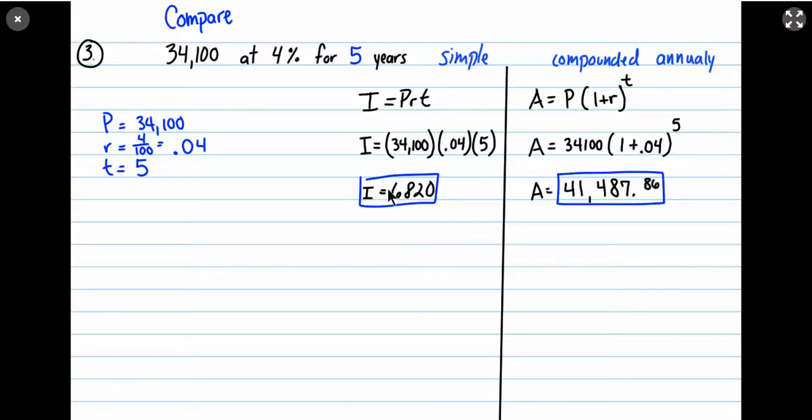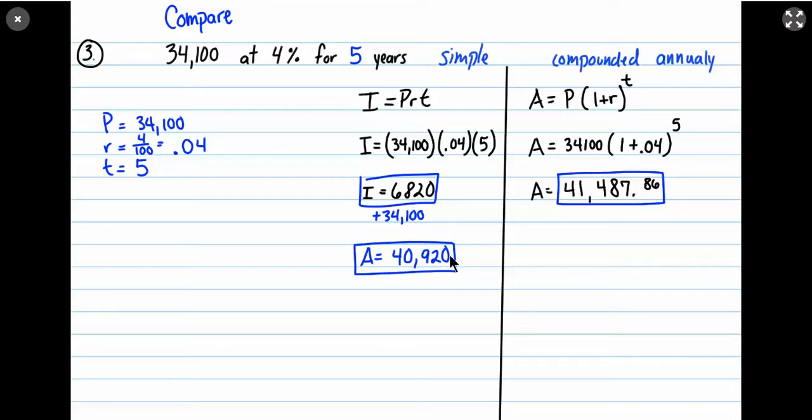So if I look at my simple one, what's my A? How do I find the total? Well, from here, I would have to add what I borrowed. So the total here is this much now. So can I compare A to A now?